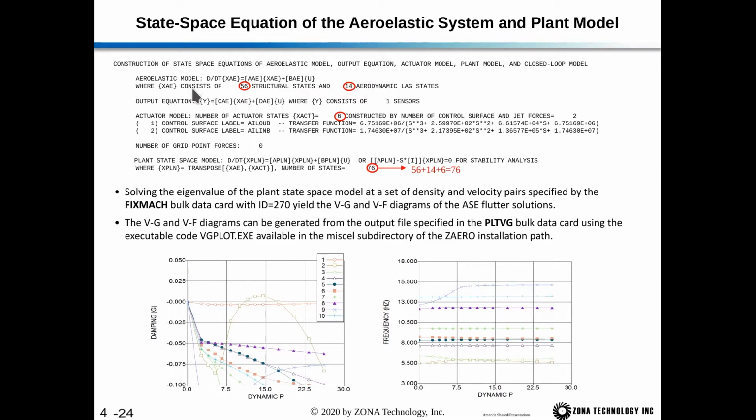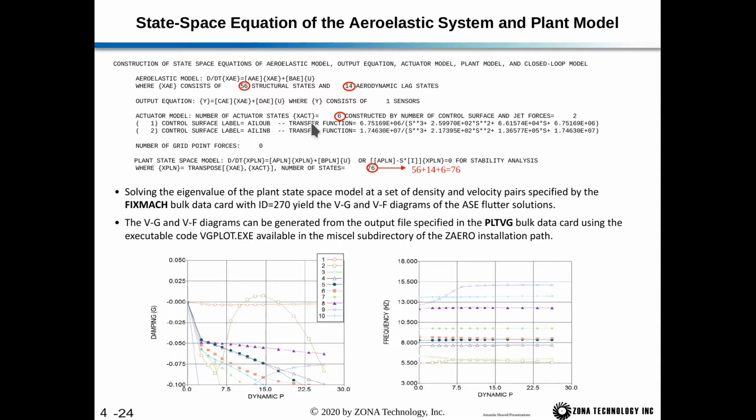So our aeroelastic model is x dot equals Ax plus Bu. So our x_AE consists of 56 structural states and 14 aerodynamic lag states. The output equation has 1 sensor. The actuator model, we have 6 actuator states, which are coming from 2 control surfaces.